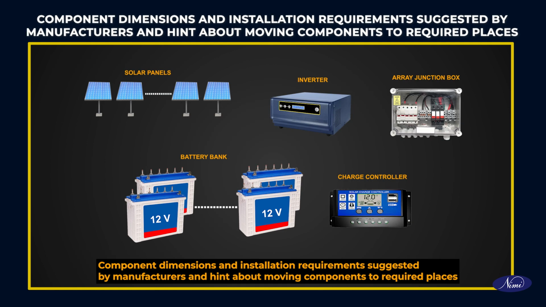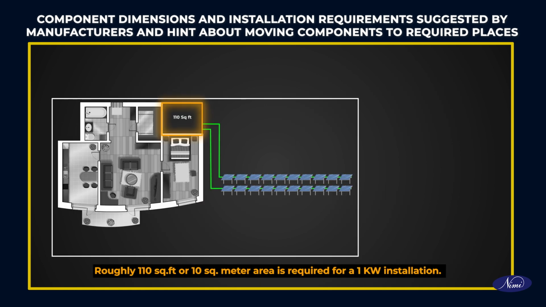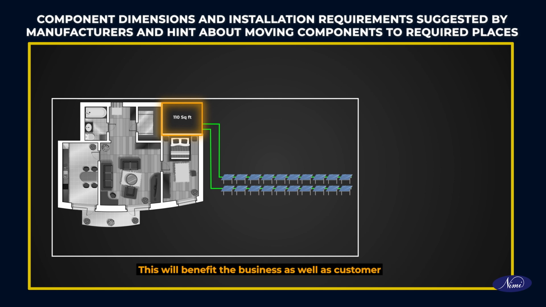Component dimensions and installation requirements are suggested by manufacturers, along with hints about moving components to required places. Roughly 110 square feet or 10 square meters of area is required for a 1 kilowatt installation. Accordingly, assess the site and recommend more capacity. This will benefit the business as well as the customer.